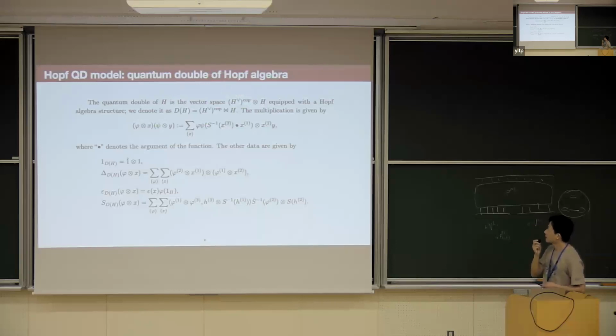In this case, for the quantum double, the most crucial structure is the multiplication structure. This can be written in this form, which means that we first take the co-multiplication of this element x, and we have three components. Then we act with the third component with the antipode inverse. For our case, we just consider the C-star Hopf algebra, so S inverse is just the same as S. And we have such a structure.